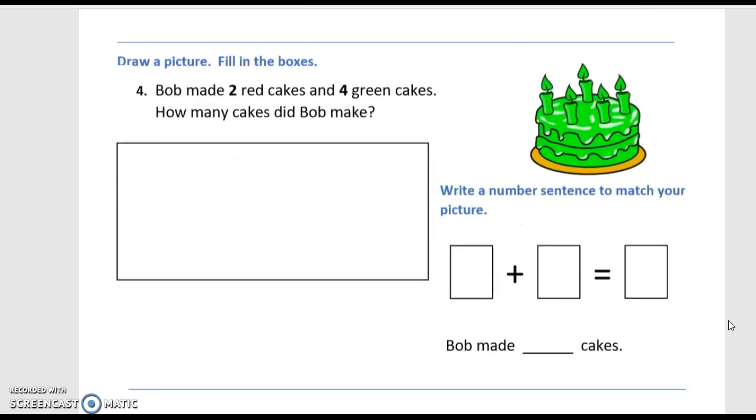Question 4. Bob made 2 red cakes and 4 green cakes. How many cakes did Bob make? Draw a picture to show how many cakes Bob made, and then write a number sentence to match your picture. Whatever you put in this box, you will also put on this blank as your total, showing how many cakes Bob made.